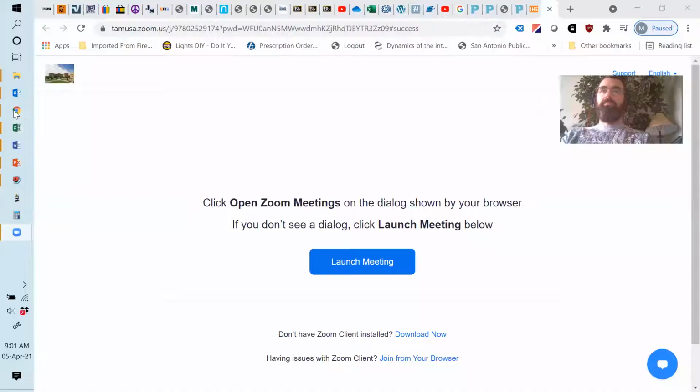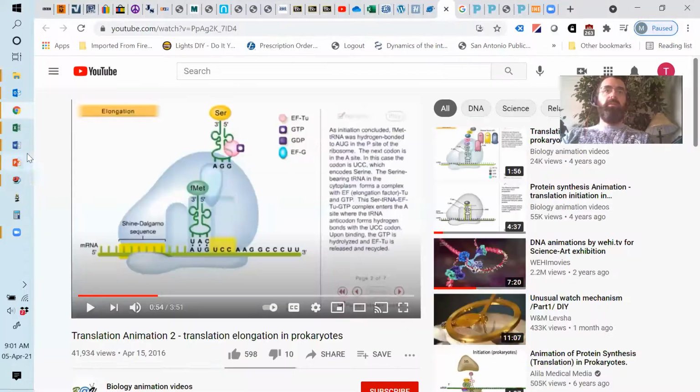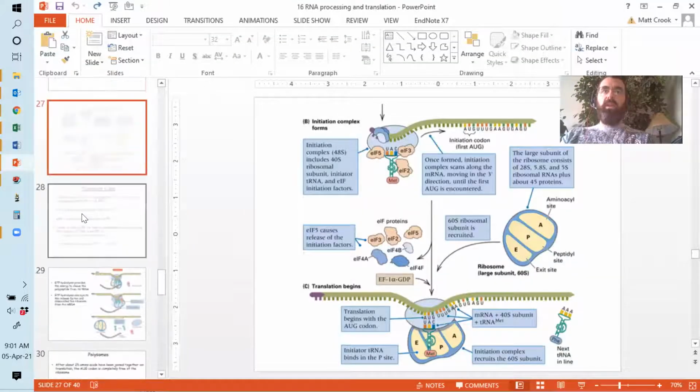So what we're going to do today is finish up translation. And actually, I want to go back over and just show you a few things about elongation, which we kind of skipped over a little bit last class before we move further on.